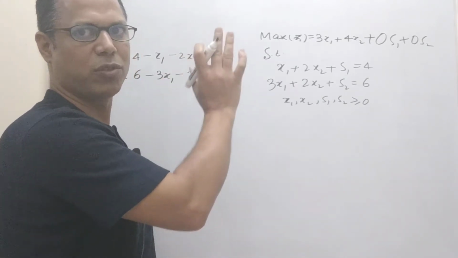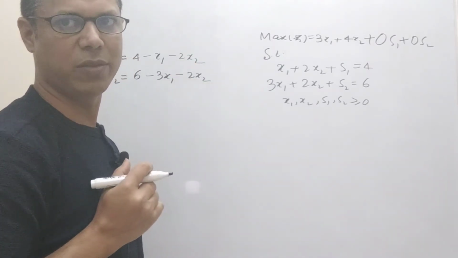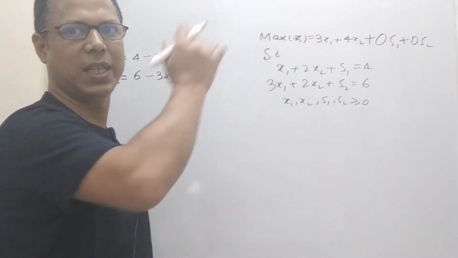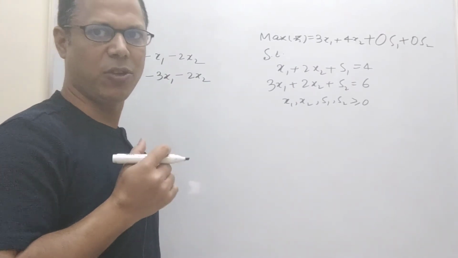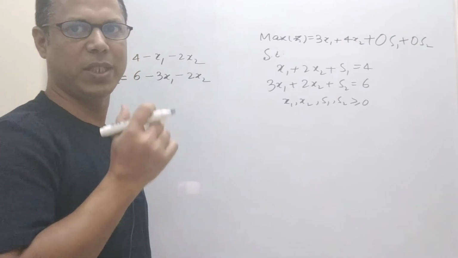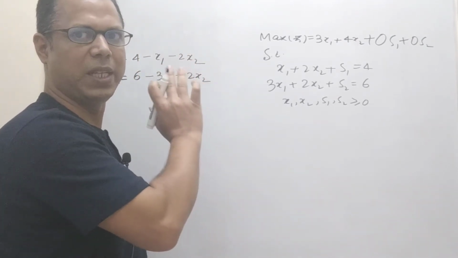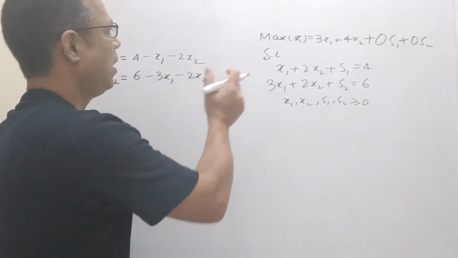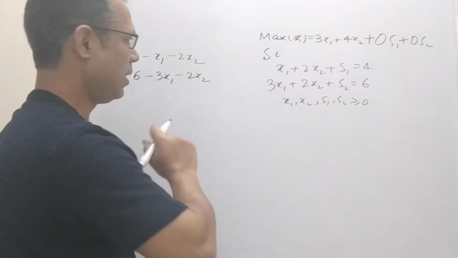So if you divide these values and check which gives the least positive value, you circle that row, and this row is called the key row, and the intersection of the key row and key column is the key element. The same approach I am going to apply here, first to find which variable is going to enter into the basis.